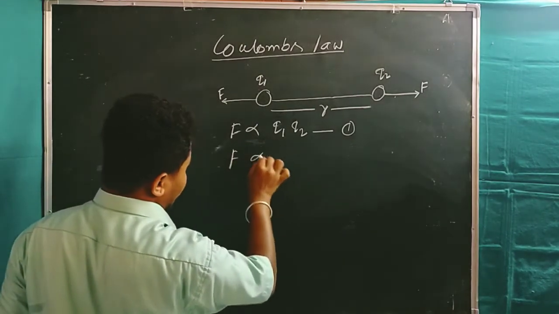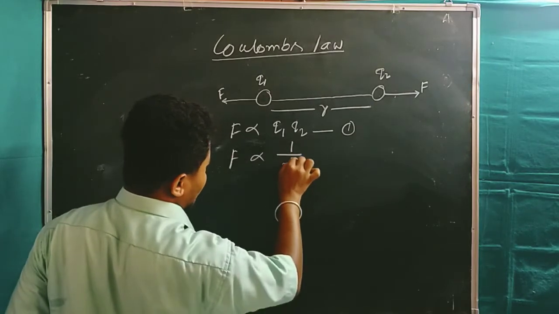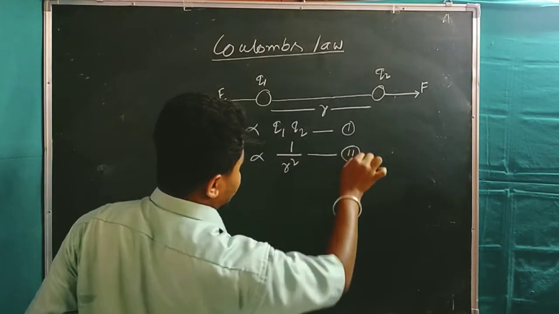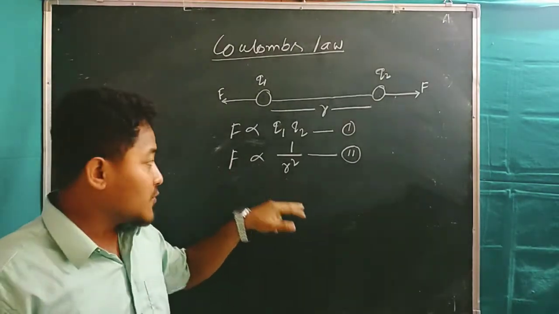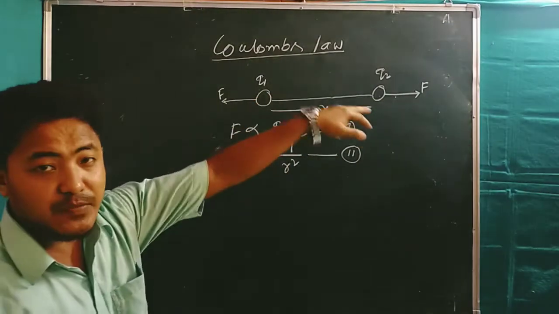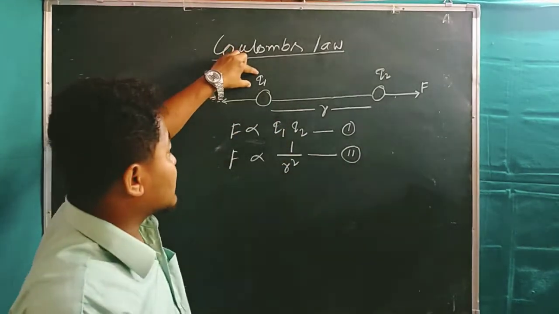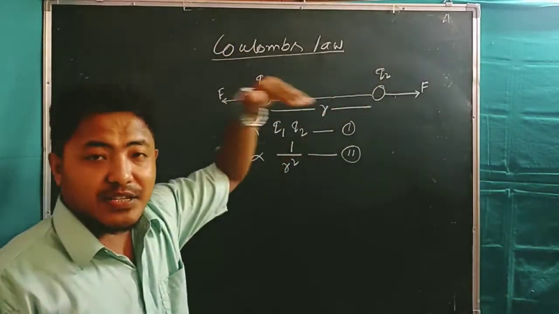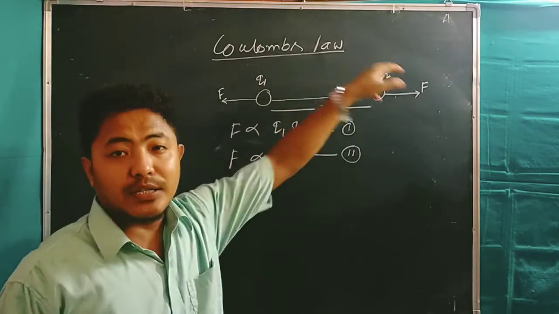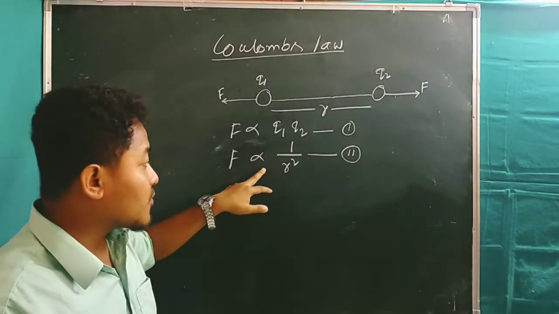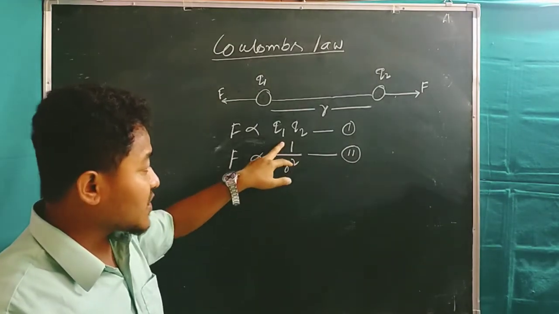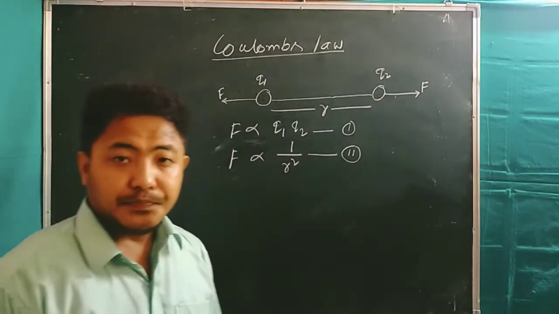Next, this force will be inversely proportional to the square of the distance between them. This is too simple. Since Q1 is the charge, Q2 is the charge, and the distance between Q1 and Q2 is R, this force F will be inversely proportional to the square of the distance. This is 1 by R square.